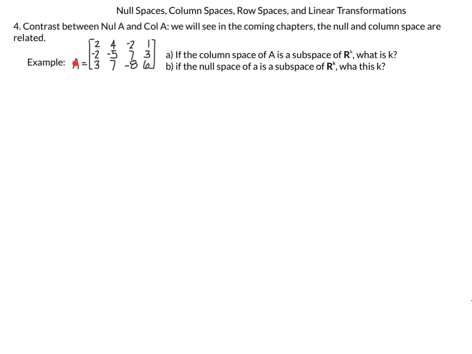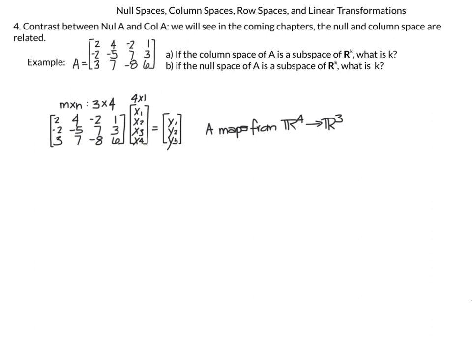For our first example, let A equal the matrix with column vectors 2, -2, 3, 4, -5, 7, -2, 7, -8, 1, 3, and 6. The first question: if the column space of A is a subspace of Rk, what is k? The second question: if the null space of A is a subspace of Rk, what is this k? We looked at something like this in a previous example, but this is pretty important because if you don't know what space you're in, then you're kind of lost. So let's make sure you're not too lost.